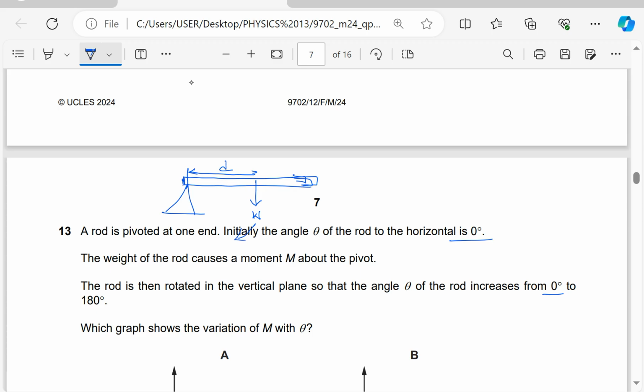So of course the weight is causing a clockwise moment. I'll start by saying M, that is the moment, is equal to the weight times the perpendicular distance D. And this is the same as M equals W times D cos 0, because cos 0 is 1, so this is the same as W D. So in general, M is equal to W times D cos theta. What do I mean by that?